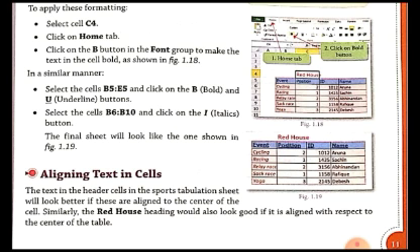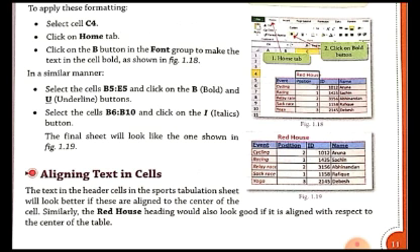The text in the header cells will look better if it is aligned to the center of the cell. Similarly, the Red House heading would also look good if it is aligned with respect to the center of the table. So why is alignment done? Alignment is used for making the text look better. If the alignment is proper, your text is more readable.